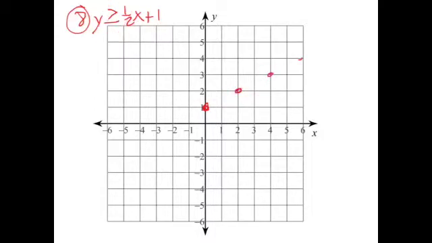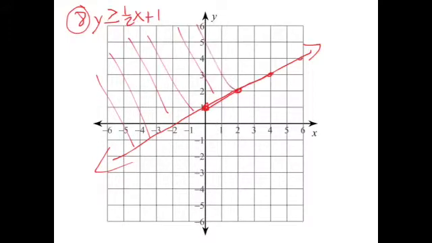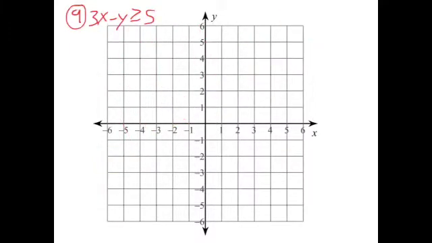This line can be equal to, so I'm going to do a solid line there. Just like that. And it says greater than, which is up above your line. So I'm going to shade this side of my line. So those are the really quick ones.